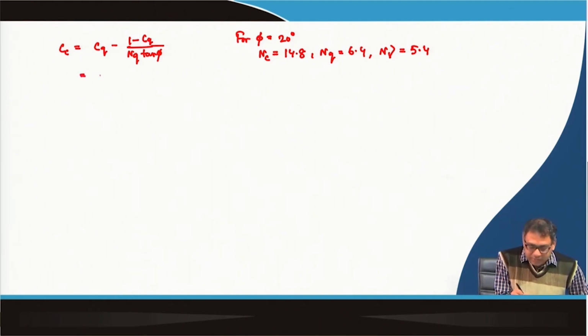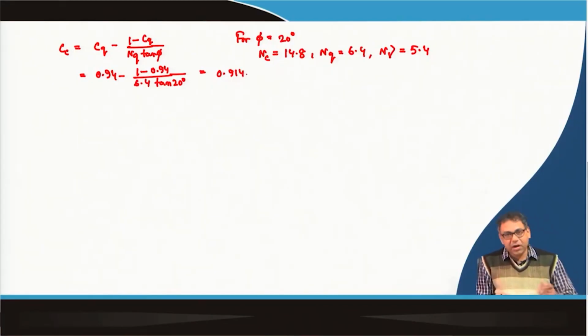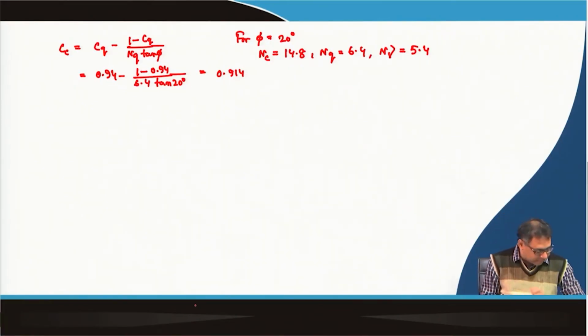So, now Cq is 0.94 minus (1 minus 0.94) by Nq, which is 6.4, into tan 20 degree. So, this value is also very close to 1, which is 0.914. So, now we have calculated the compressibility factors. Now, we have to calculate the shape factor. Depth factors or inclination factors will be 1 in all the cases. So, I will calculate, as per basic.